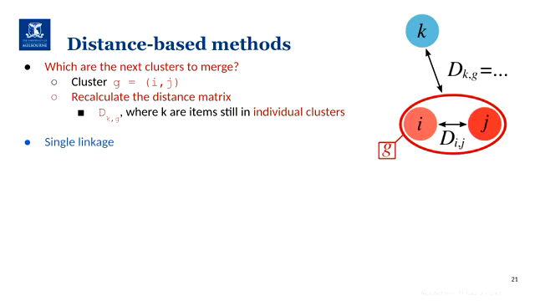If we consider single linkage, that's basically the minimum between the distance between K and I and K and J. Simple as that. The minimum distance between this cluster and this item is the minimum individual one. Complete linkage will have the maximum distance.